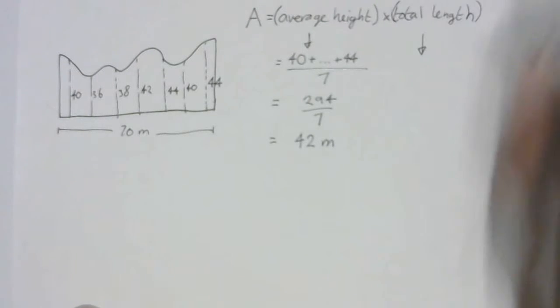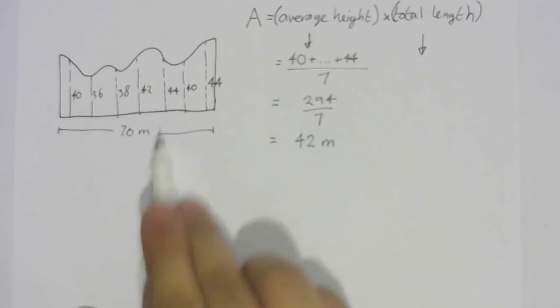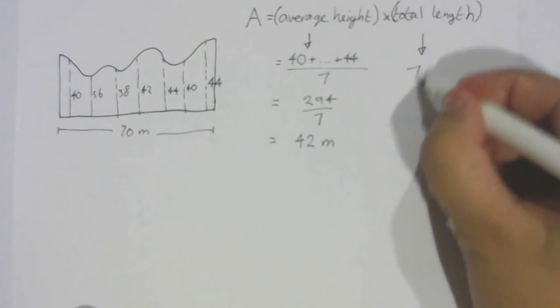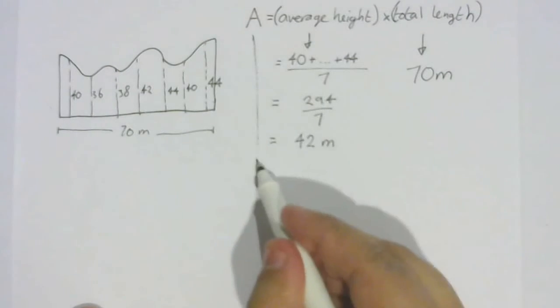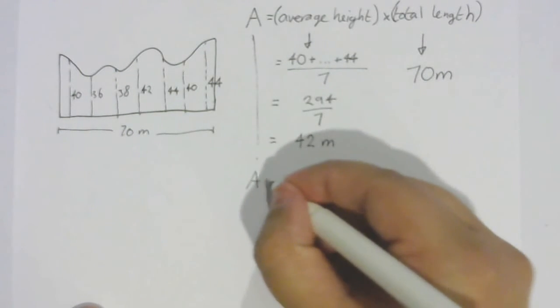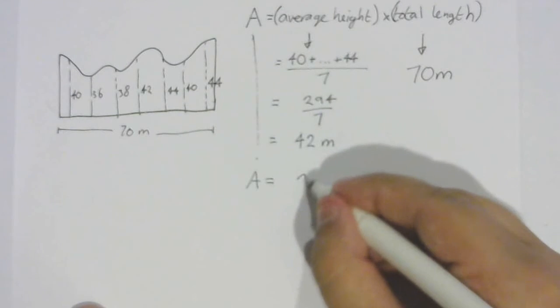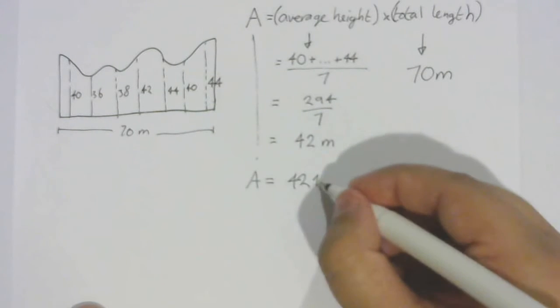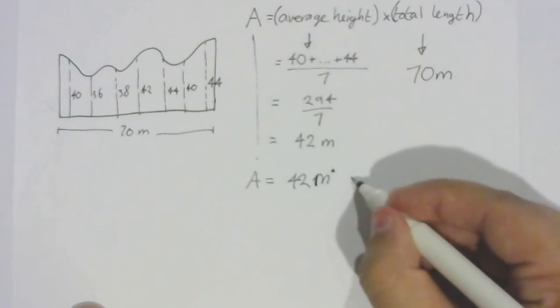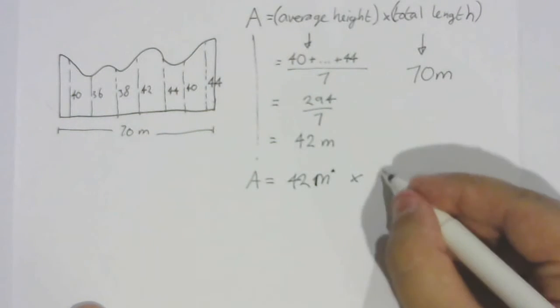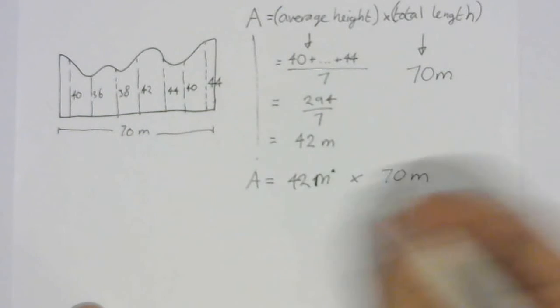The total length we don't have to calculate because we're told what it is. It's 70 meters. So we can just take that straight from the question. Bringing our rule down, area is then going to be 42, our average height, times the total length, which is 70 meters.